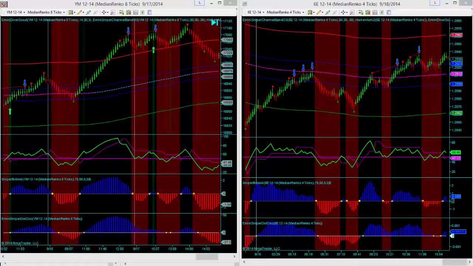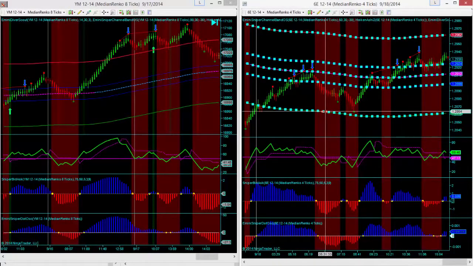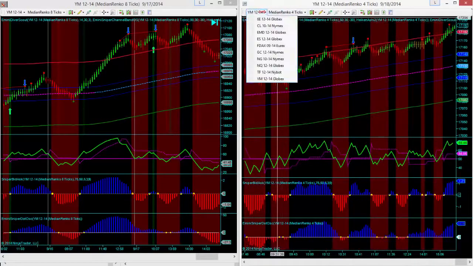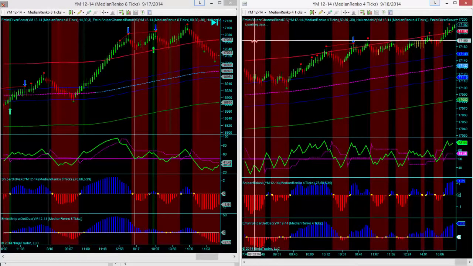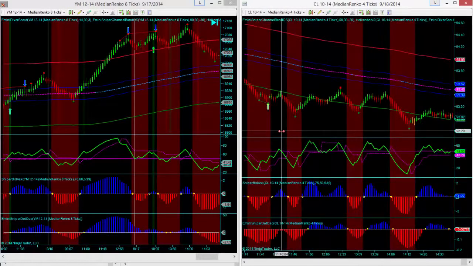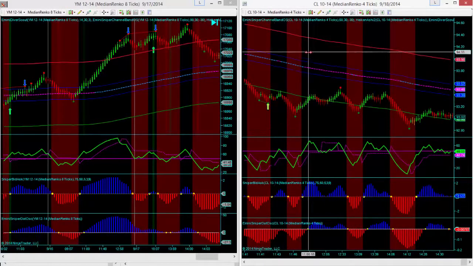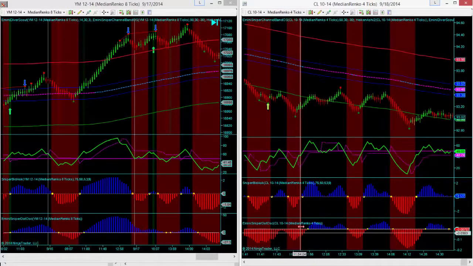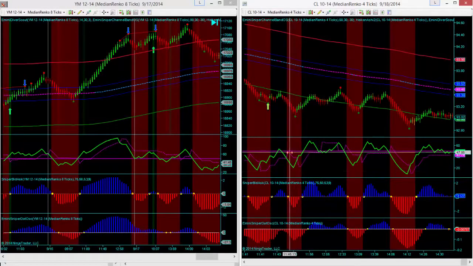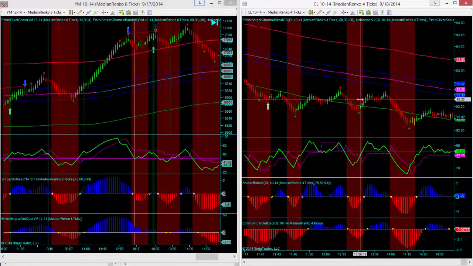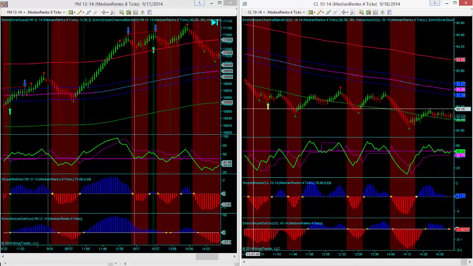Top indicator. Let's see. What's the top indicator that's striping? Our channel bands. I'm sorry, just let me know which one you're referring to. Okay, I'm not sure which one Adam's looking at.